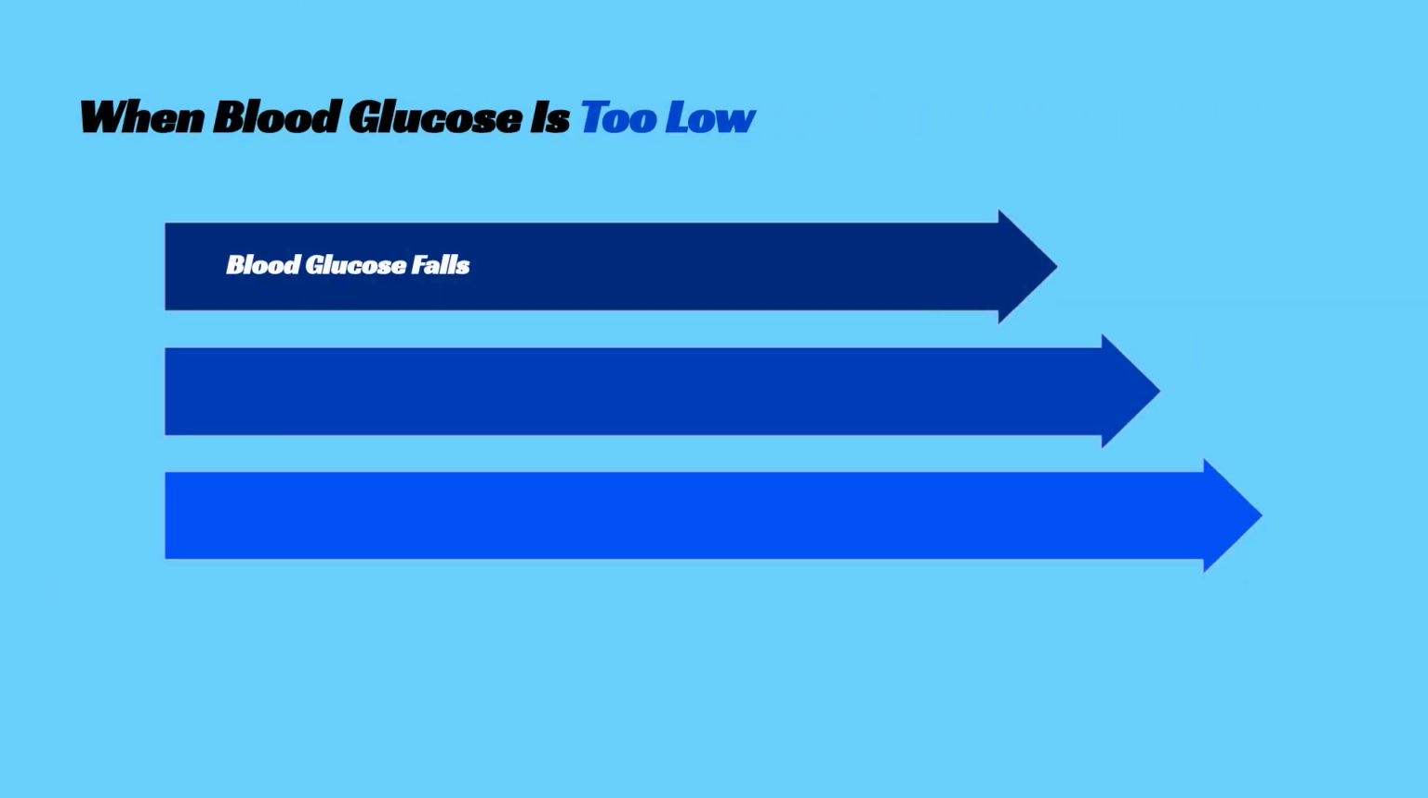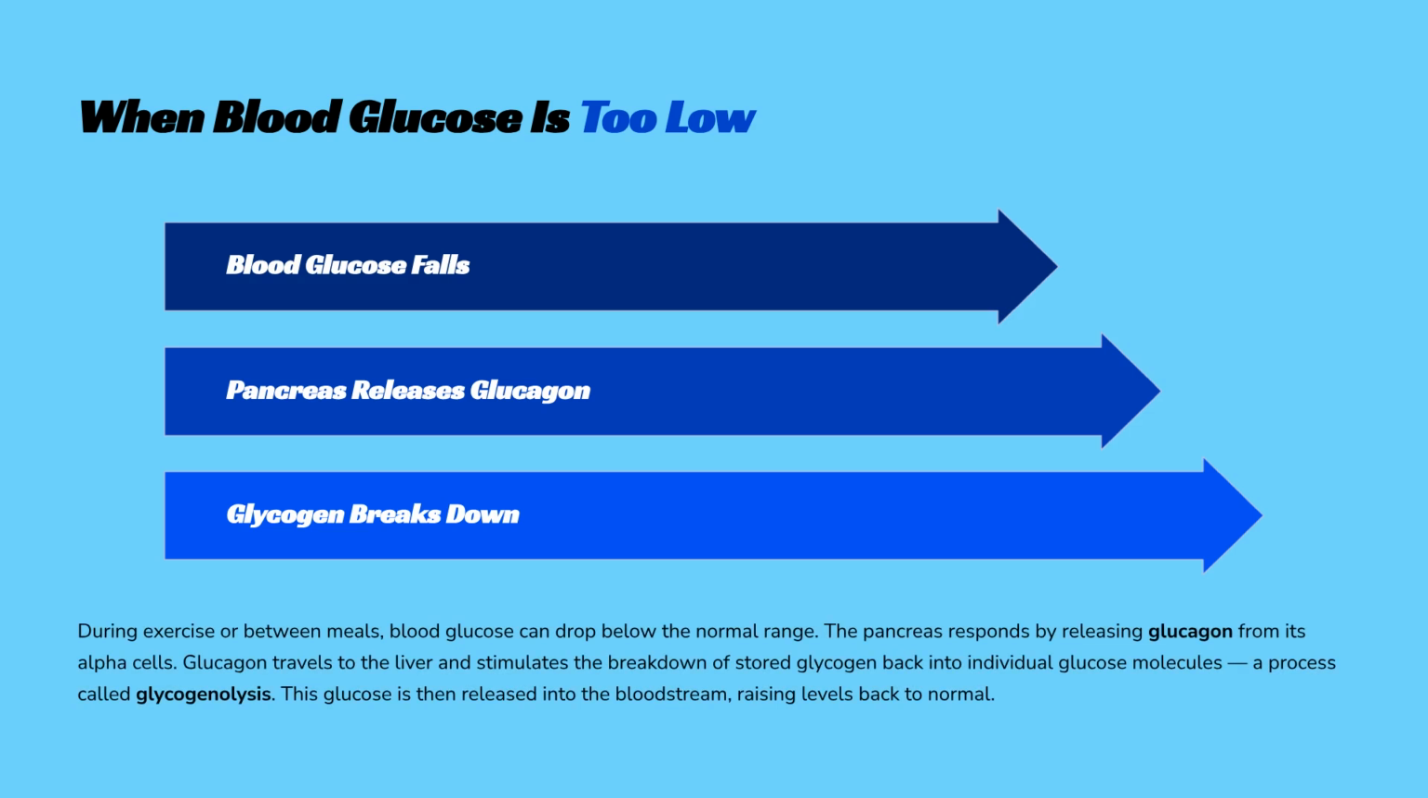When blood glucose falls too low, the pancreas releases glucagon from its alpha cells. Glucagon travels to the liver, stimulating glycogenolysis, the breakdown of stored glycogen into glucose. This glucose is released into the bloodstream, raising levels back to normal.